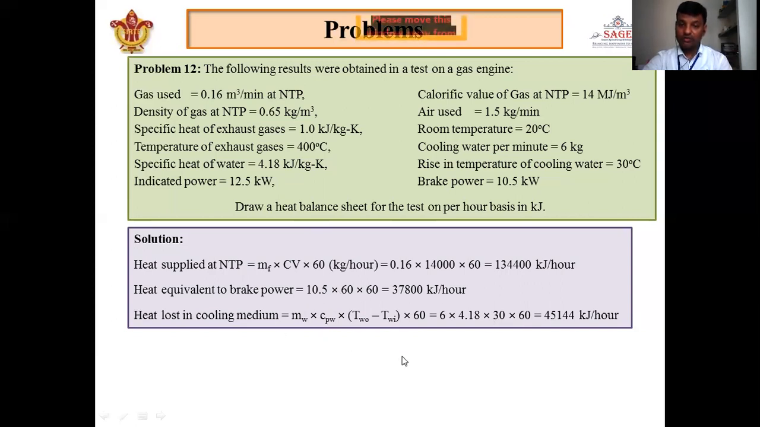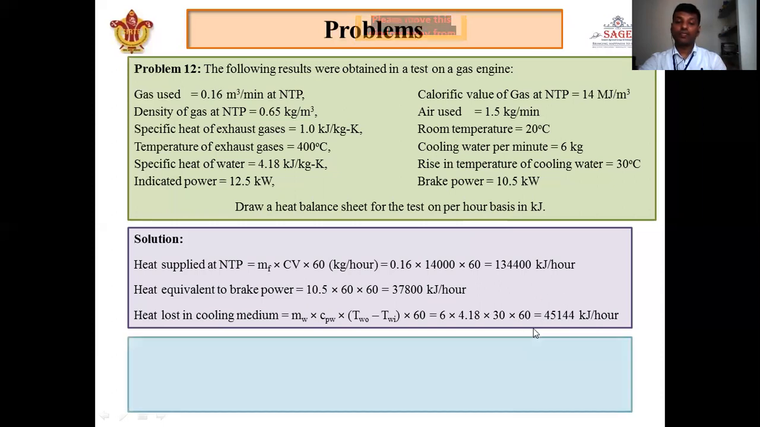Again we have to convert it into kilojoule per hour, because in the problem it is said that you have to calculate things on a per hour basis. So we multiply it by 60 to convert from per minute to per hour. We will get 45144 kilojoule per hour of heat energy getting lost in the cooling medium. Okay. Next is mass of gas used. Next, what we have to calculate?